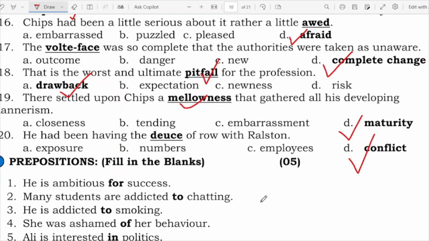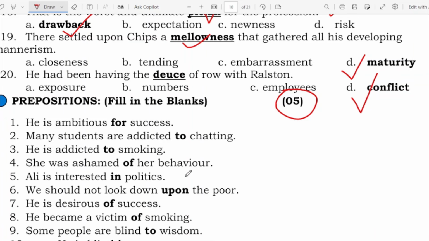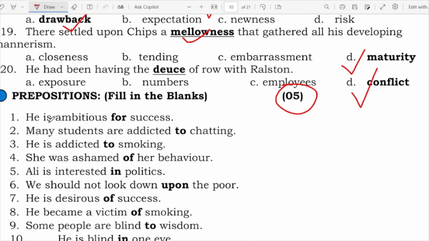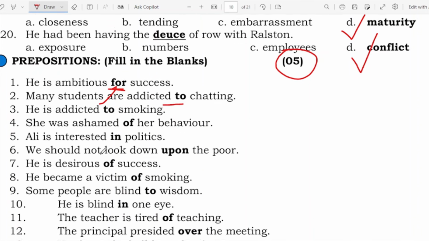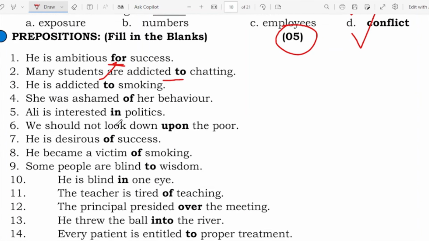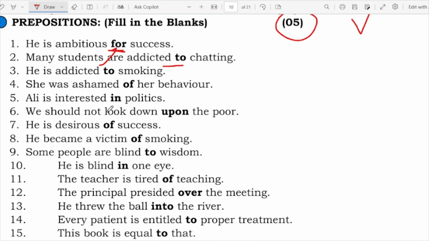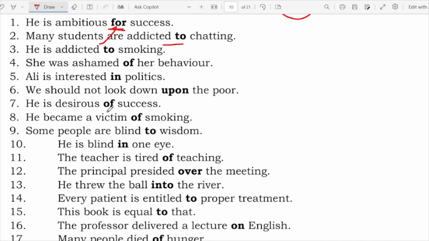Now we will learn the next part of the objective paper that stands for 5 marks in the MCQ form, to fill in the blanks. He is ambitious for success. Here we have ambitious, preposition for. Many students are addicted to smoking. He was ashamed of her behavior. Ali is interested in politics. We should not look down upon. He is desirous of success.